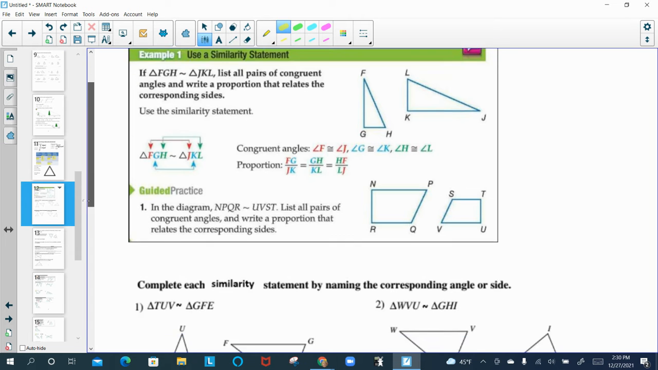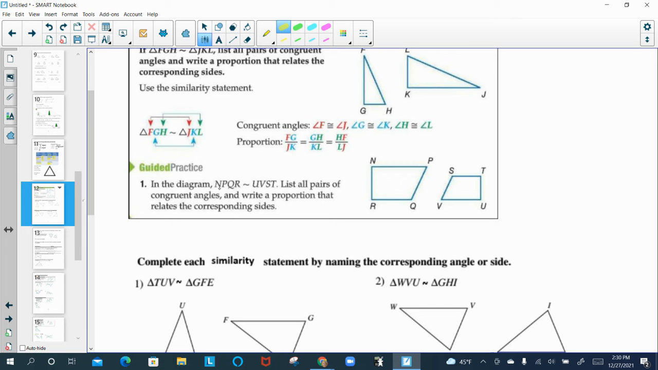So let's practice doing that here. We're going to take this diagram. I'm going to use my pointer. We're going to use these 2 shapes, which are not triangles, by the way. It's some sort of quadrilateral, a 4-sided polygon. And we're going to list all the pairs of congruent angles, and we're going to write a proportion just like this that relates the corresponding sides. And it's not as hard as it sounds. So let me grab a pen. Let's do the angles first because the angles are always super simple.